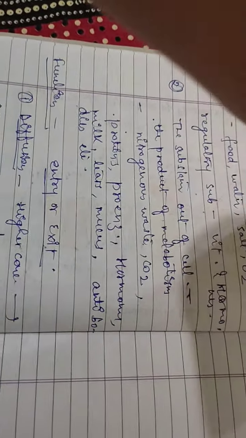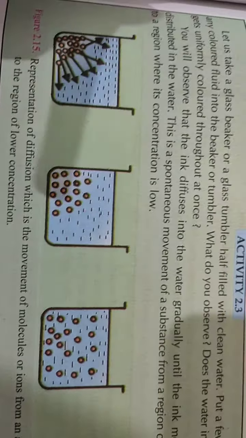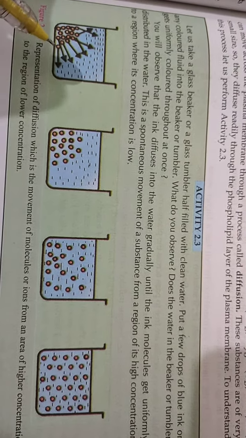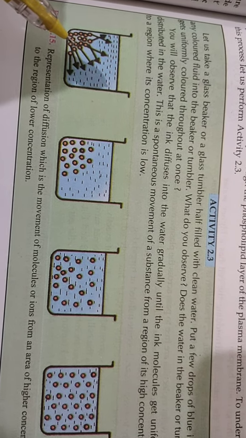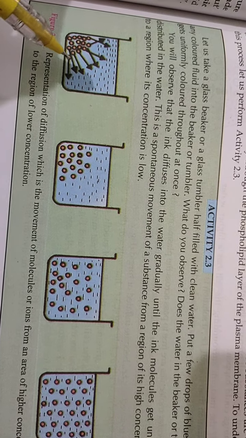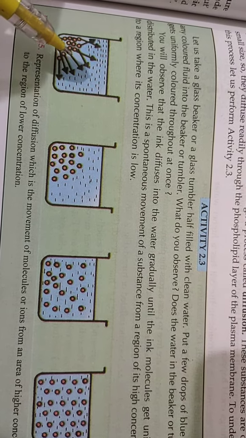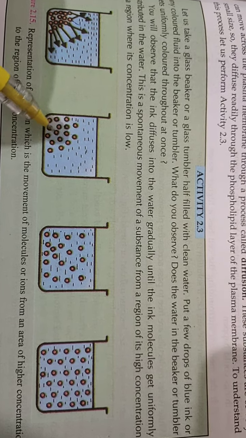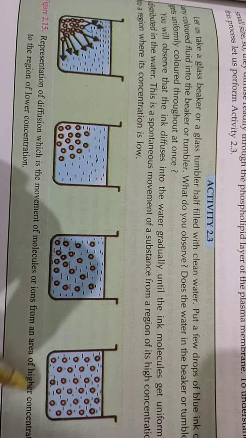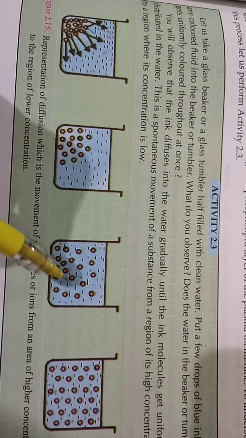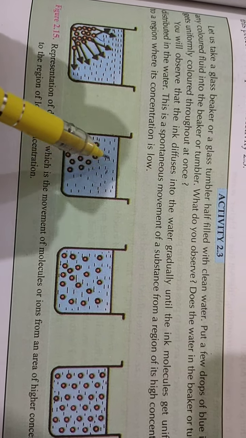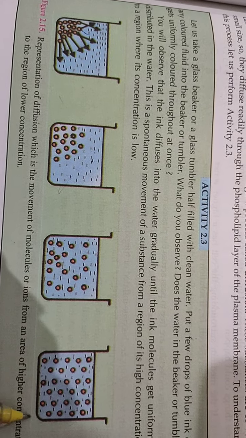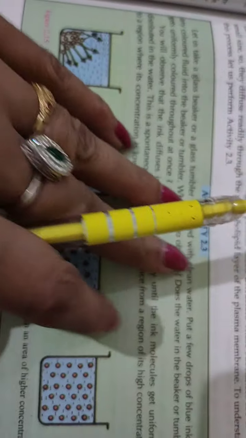So to understand this, I can show you one activity here. See here, there is a glass tumbler half filled with clean water, and put a few drops of blue ink or any colored fluid in the tumbler. You can do it at your home. What will happen after some time, that ink diffuses into the water gradually until the ink molecules get uniformly distributed in the water. This is a spontaneous movement of substances from a region of higher concentration to lower concentration. Ultimately you can see here that all the molecules are distributed in the water tumbler. So this is diffusion.